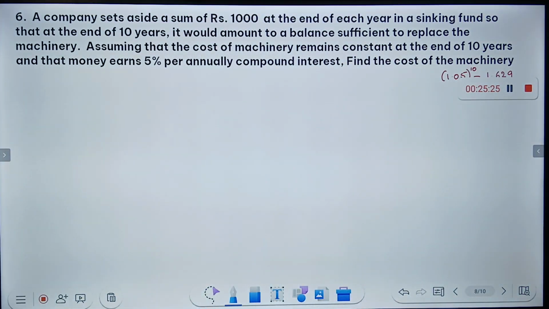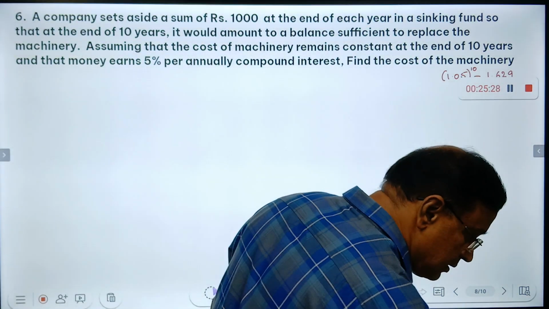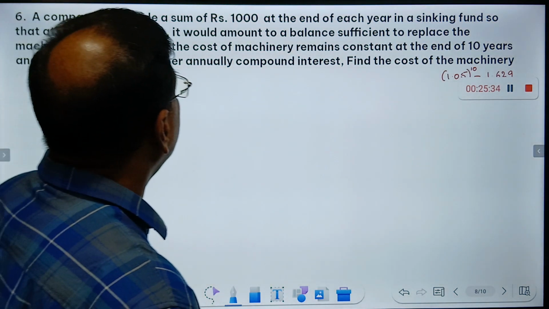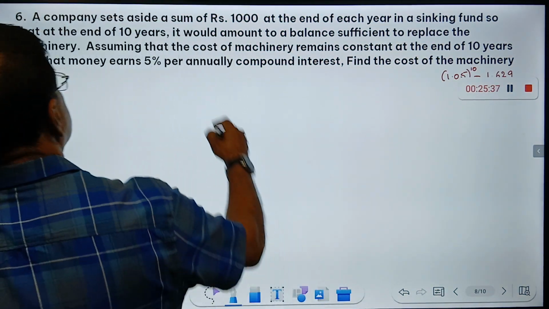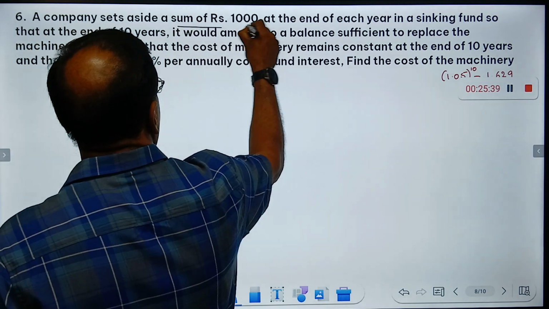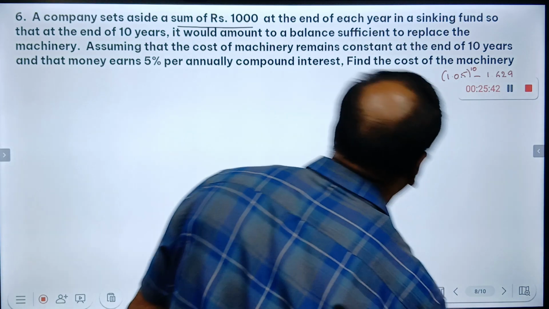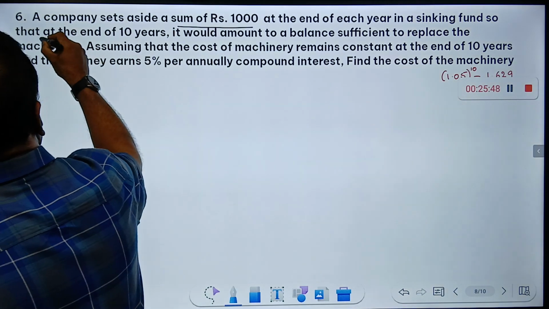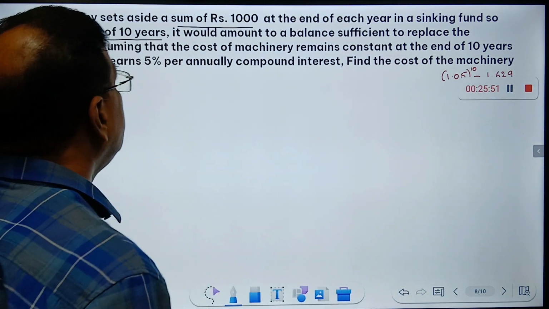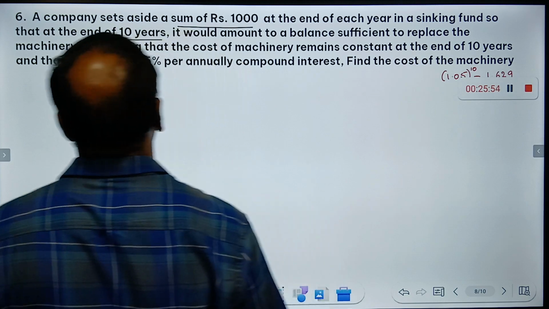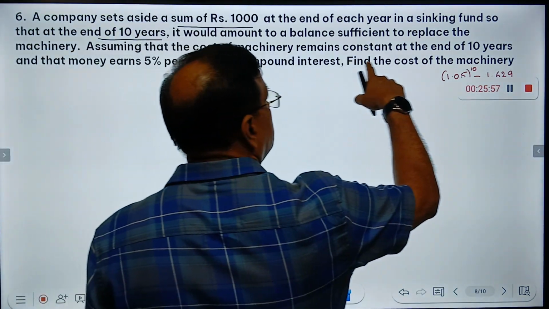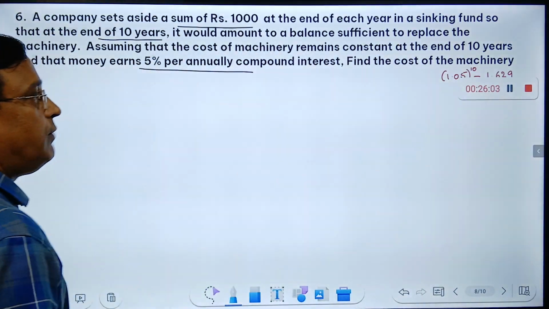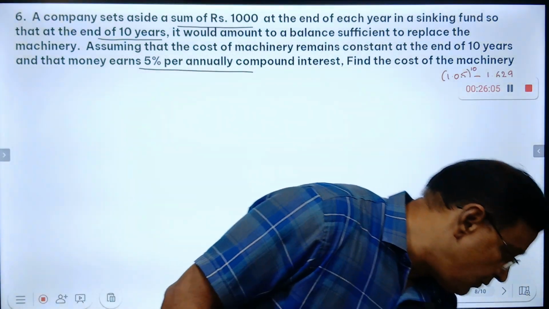What is this problem? A company sets aside a sum of rupees 1000 at the end of each year for 10 years. It would amount to a balance sufficient to replace the machinery. Assume that the cost of machinery remains constant at the end of 10 years and that the money is at 5% per annum compounded annually. Find the cost of the machinery.